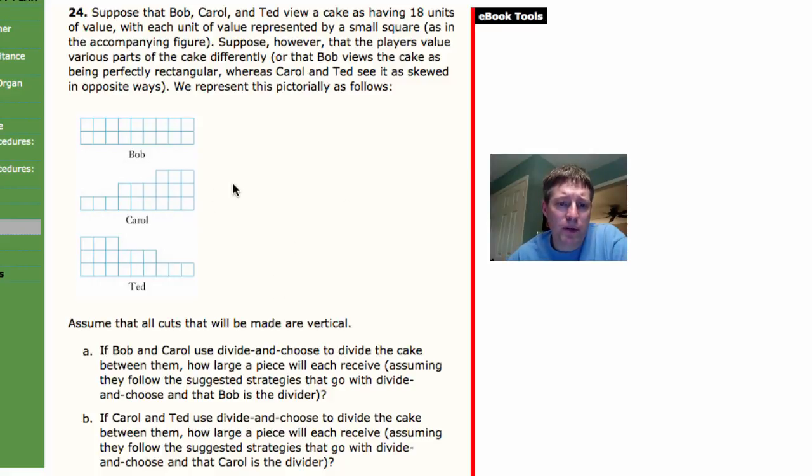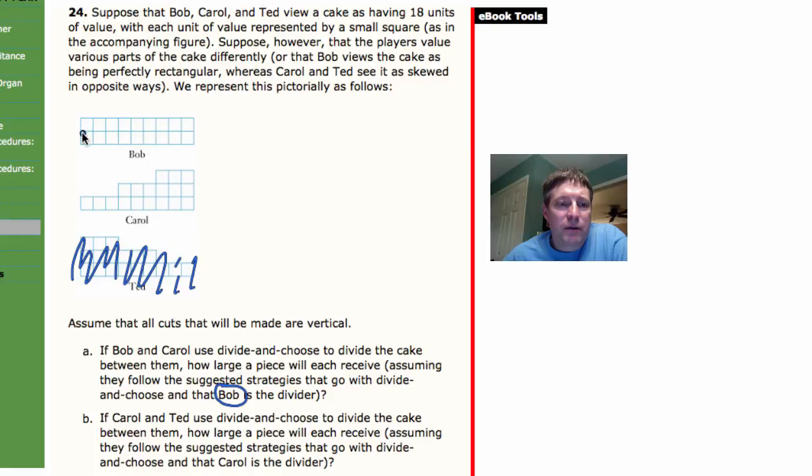So now what we want to do is see how we solve this problem. Down here at the bottom in part A, it says Bob and Carol are going to use the divide and choose method. So Ted is really not part of the deal here, so we'll just take him out of it. We're just going to take Bob and Carol and use the divide and choose method. And they ask how big of a piece they think they're getting. And we notice, too, we have to read this, that Bob is the divider.